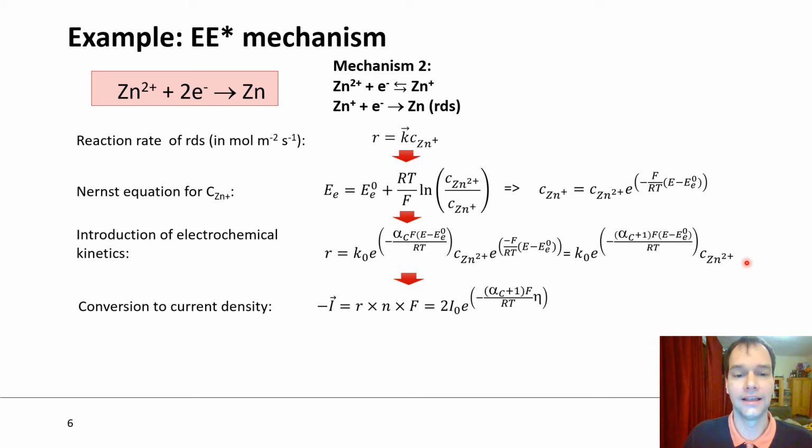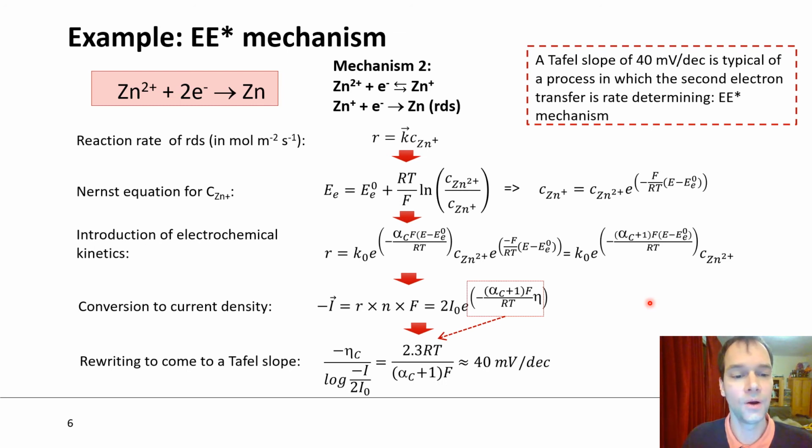Now, then we convert again to the current density. Again, we have this 2, just like in the previous case. But now we again see this alpha and C plus 1. And now, if we turn that to a Tafel slope, so dividing the eta by the log of the I, then we see that now suddenly we have here 2.3 RT divided by alpha plus 1 multiplied by F. And this is about 40 millivolts per decade.